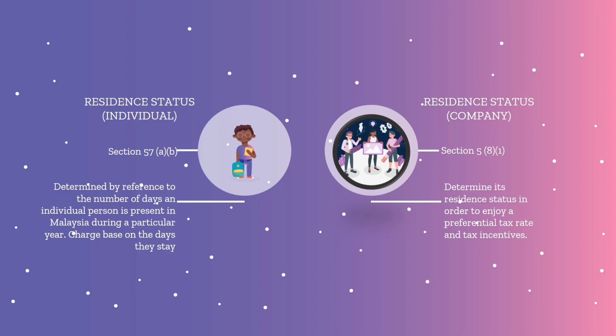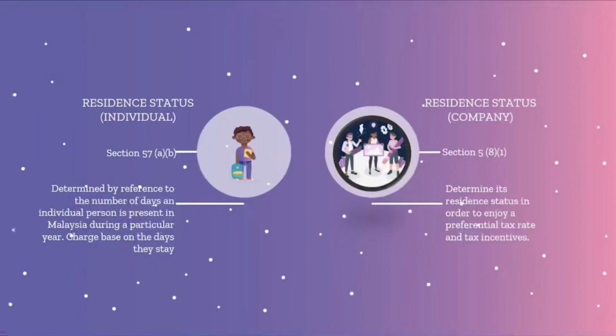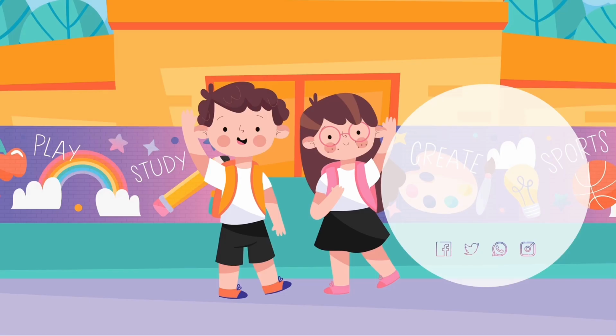For resident status, an individual is under Section 7, subsection A, subsection B, determined by reference to the number of days an individual person is present in Malaysia during a particular year, charged based on the days of stay. For resident status, a company is under Section 2, subsection 1, determine its resident status in order to enjoy preferential tax rate and tax incentive.